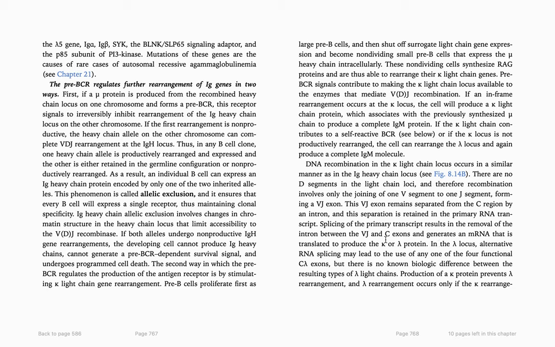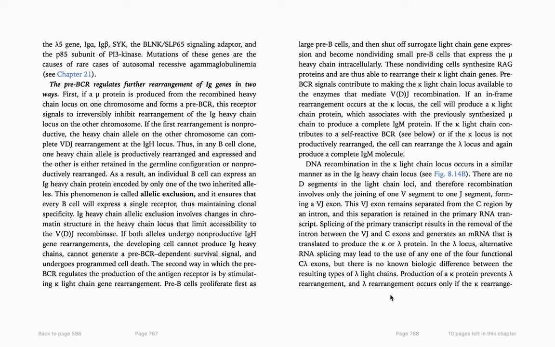Splicing the primary transcript results in the removal of the intron between the VJ and C exons and generates a messenger RNA that is translated to produce the kappa and the lambda protein. In the lambda locus, alternative RNA splicing may lead to the use of any one of four functional lambda exons, but there is no known biological difference between the resulting types of lambda light chain.